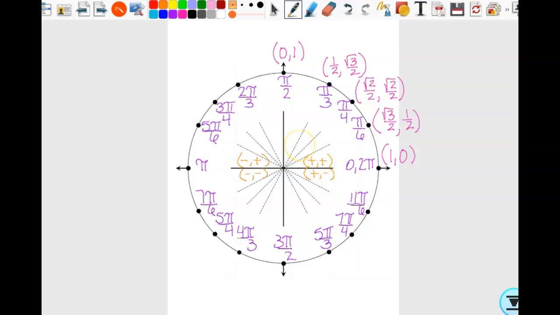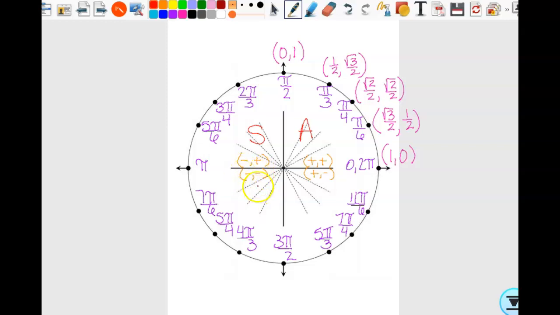Here, sine, cosine, and tangent are all positive, right? Here, cosine's negative, sine is positive. What about tangent? Negative, because that'd be positive over negative, right? So here, everything's positive, so they're all positive. Here, the only one of the three that's positive is sine. So here, cosine's negative, sine is negative. What about tangent?